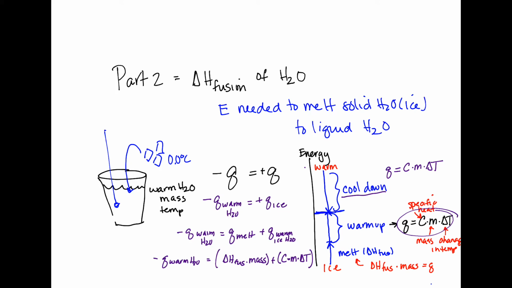All right, so I need a little bit of room, so I'm going to start off here. This is the C of water, so that's the specific heat of water, times the mass of the warm water, times the temperature change of the warm water. And then I'm just going to rewrite this other side. Delta H of fusion times the mass, plus the specific heat of the cold water. I say cold water because that's the water produced by melting ice. The mass of the ice water and the temperature change of that ice water.